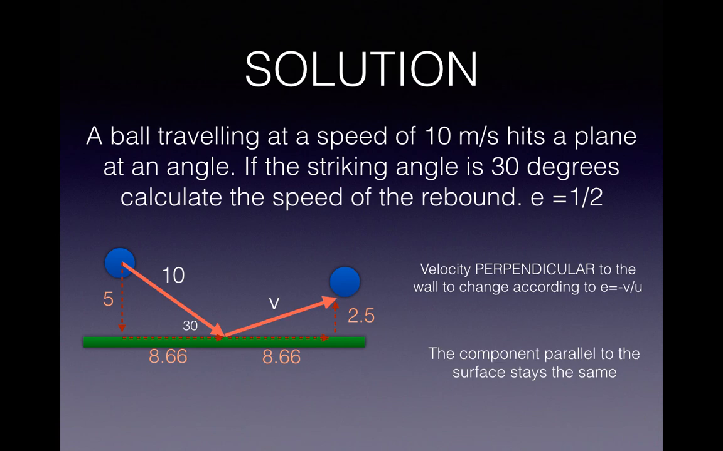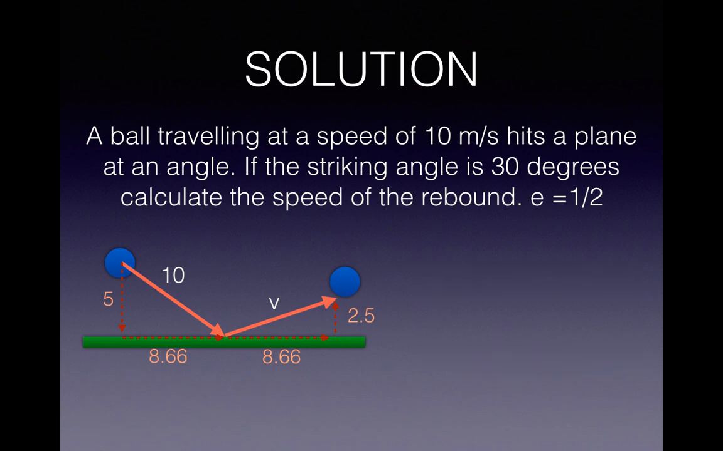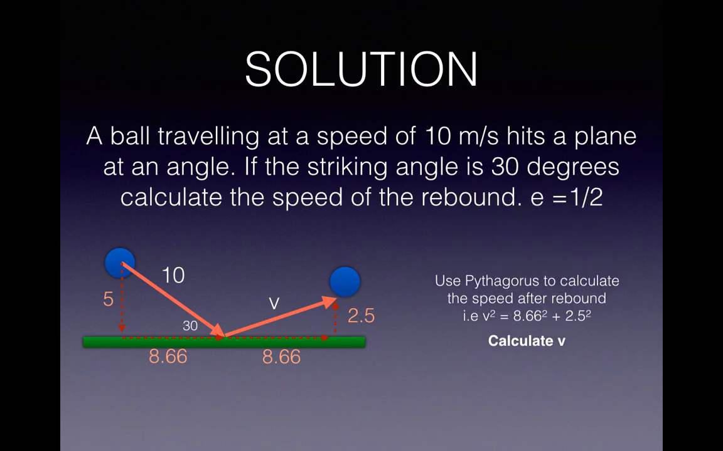So that's factored in. Now, all we need to do now is calculate the size of the velocity after the collision, or the speed after the collision. So we're looking for V. And basically we're looking at the right-hand triangle. We're looking for the size of the hypotenuse. We have an opposite and an adjacent of 2.5 and 8.66 respectively. So you can just use Pythagoras to work that out. You can calculate that yourself. The speed squared is equal to 8.66 squared plus 2.5 squared. So calculate the speed. The speed will be equal to the square root of 8.66 squared plus 2.5 squared.